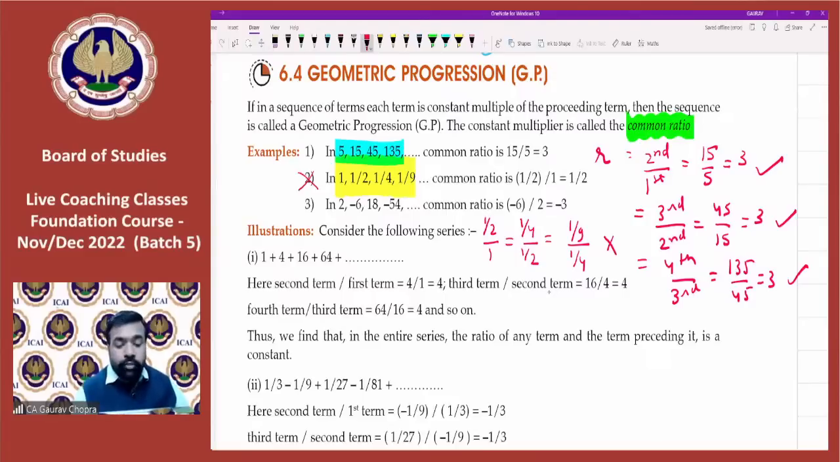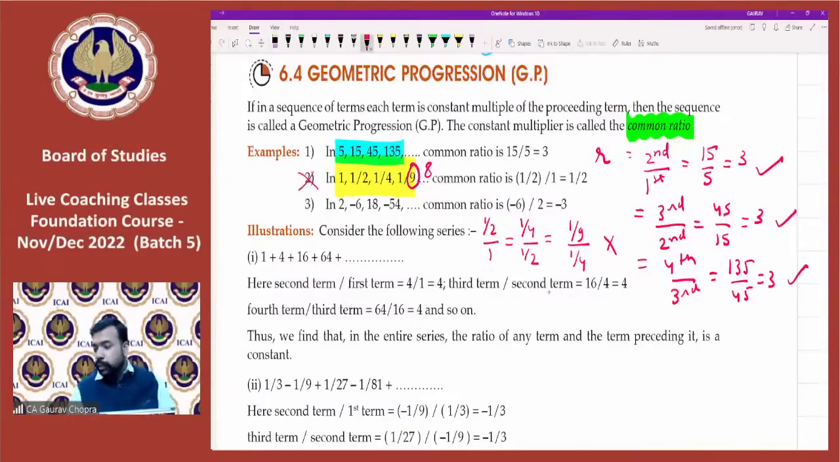If instead of 9 it was 8, अगर 9 की प्लेस पे 8 होता, then of course it would be a geometric progression because there would be a common ratio. But at present अभी हमारे पास कोई common ratio नहीं है.